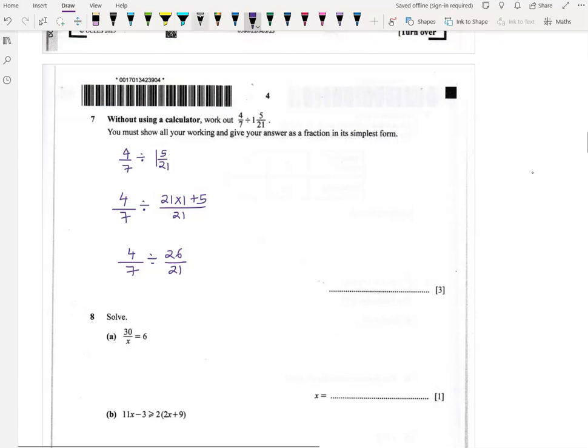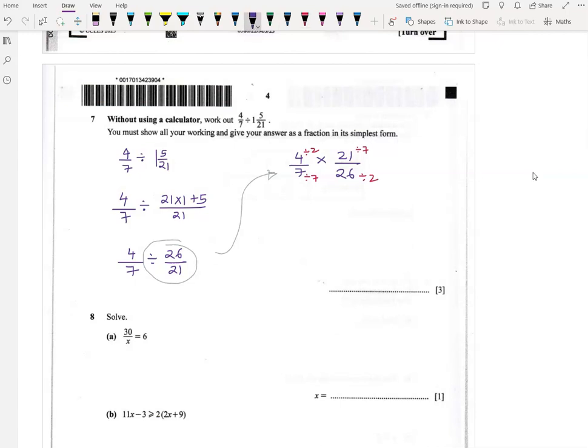Now dividing by a fraction is the same as multiplying by the reciprocal. So your next step will be 4 upon 7 stays the same. Dividing by 26 by 21 is the same as multiplying by 21 over 26. Now let's see if we can reduce it. 7 and 21 both we can divide by 7, whereas 4 and 26 both can be divided by 2.